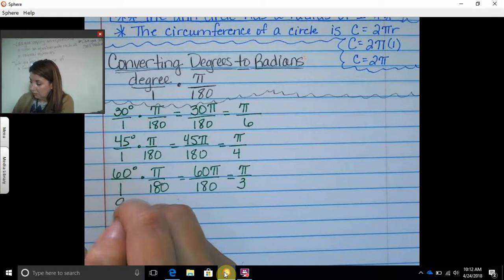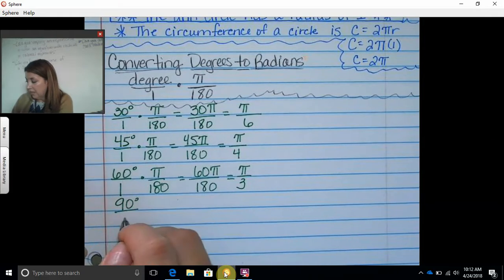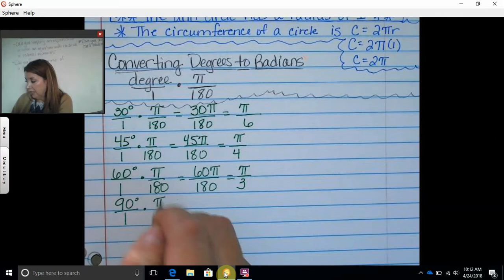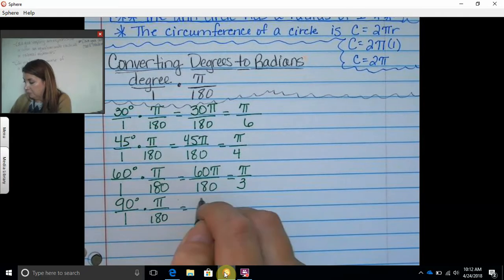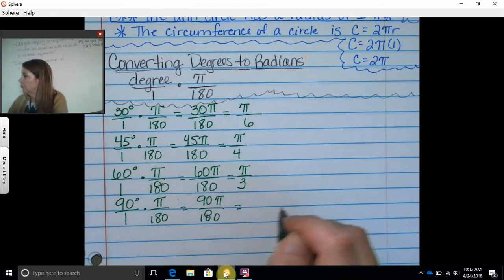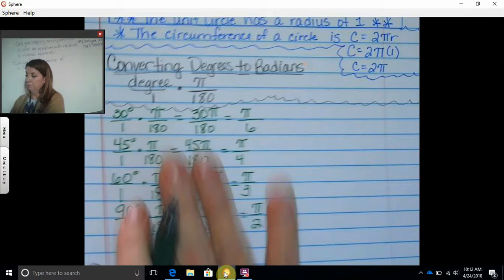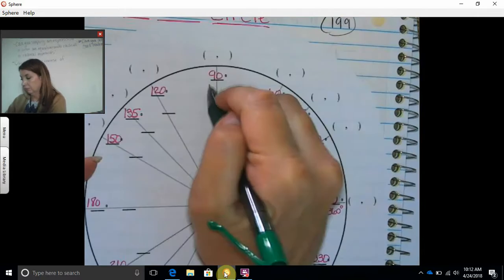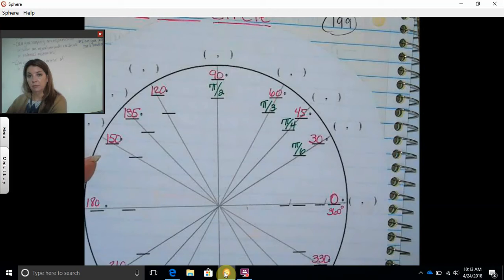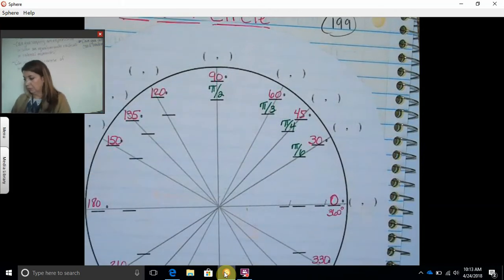Let's go ahead and do the 90 degrees while we're at it. So 90 divided by 1 times pi over 180. That's going to be 90 pi over 180, which is what? Pi over 2. So pi halves. Easy, right?